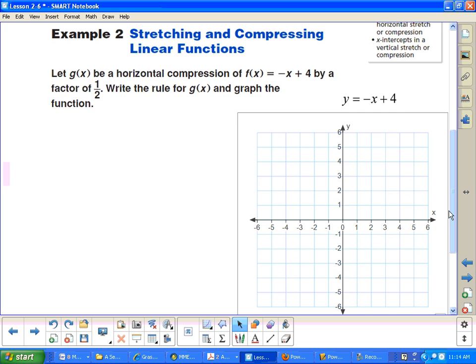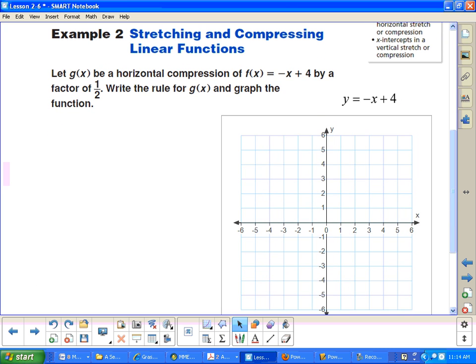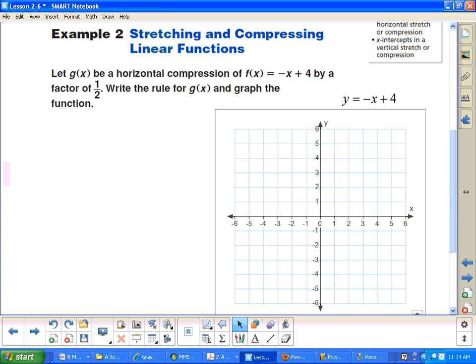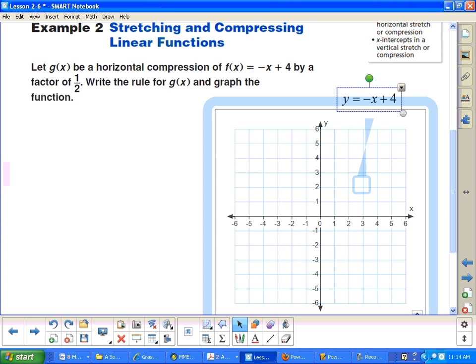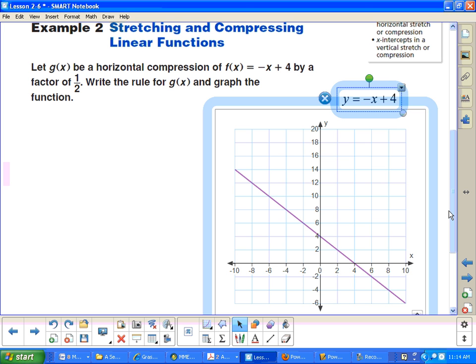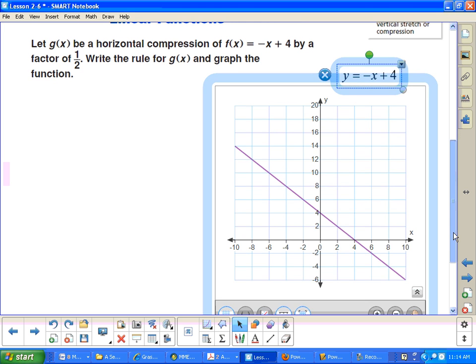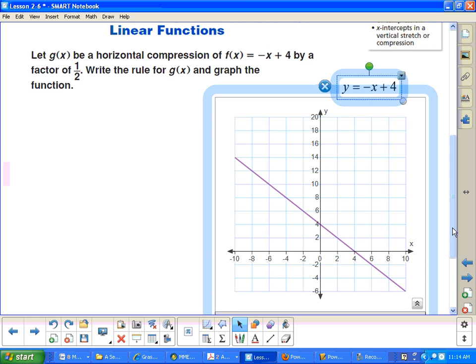Okay, so here's the line. There we go. Okay, there's a line y equals negative x plus 4. All right? And it says we're going to compress it by a factor of 1/2 horizontally. Okay?